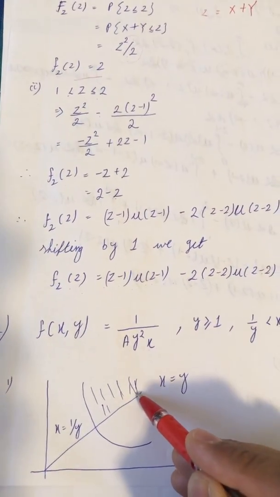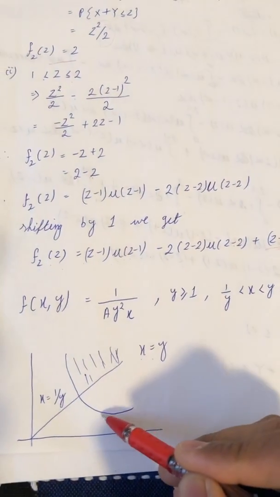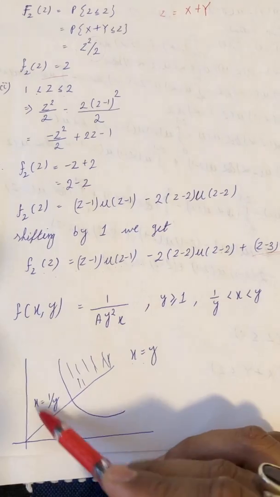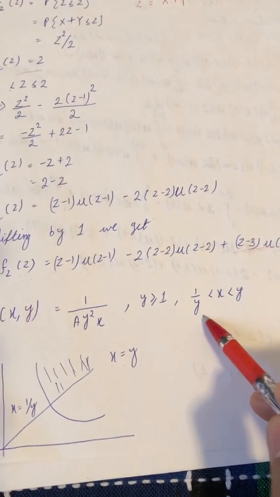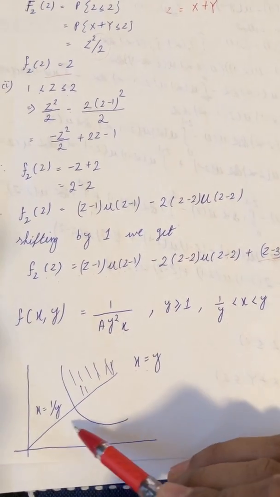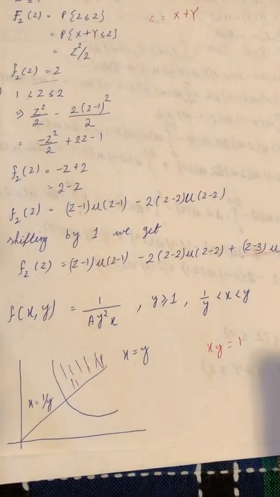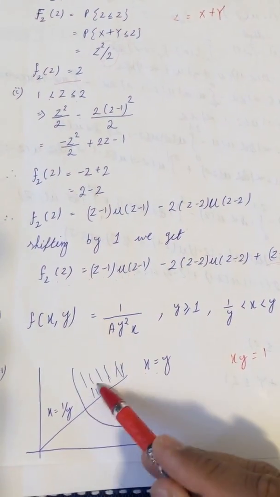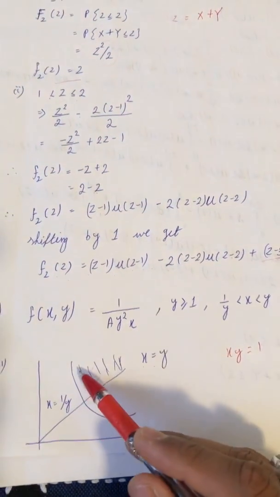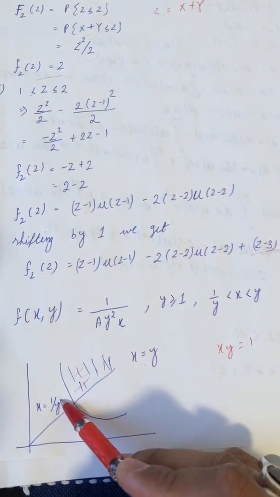This line is for x equal to y, and this line is x equal to 1 by y. So for the x part, the shaded region is where x lies between 1 by y and y. Since this line is x equal to 1 by y, we can find xy equal to 1. From this line upward, any value of y should be greater than or equal to 1. And in this whole part, we know that the x value is between 1 by y and y.